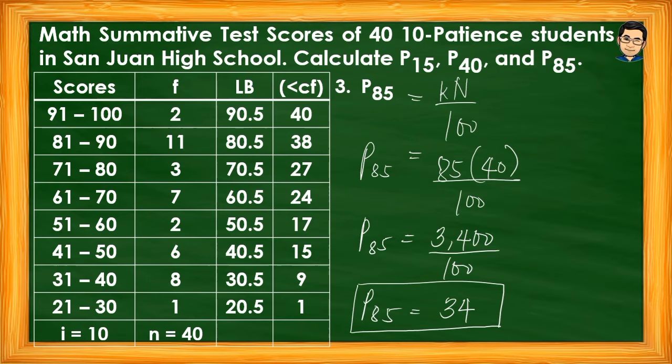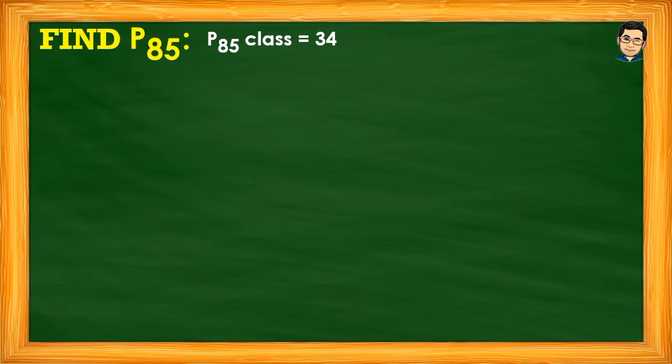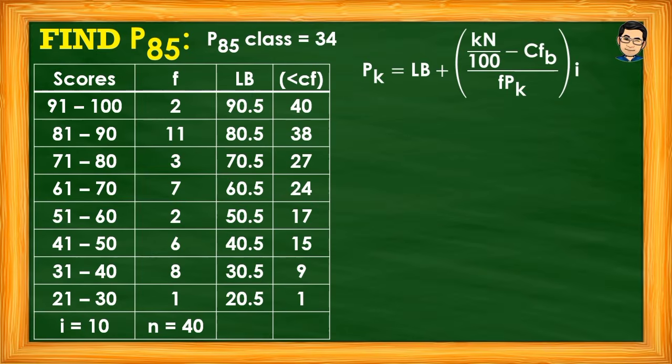So, saan located yung ating P sub 85 class? Nandito po siya sa 81 to 90. Masyado na siyang mataas. Nasa 81 to 90 na siya. So, nandyan po yung P sub 85 class. Now, since meron na tayong P sub 85 class na nasa 81 to 90, bilugan lang po natin. Okay, and then label natin P sub 85 class. Let us substitute the values into the formula.